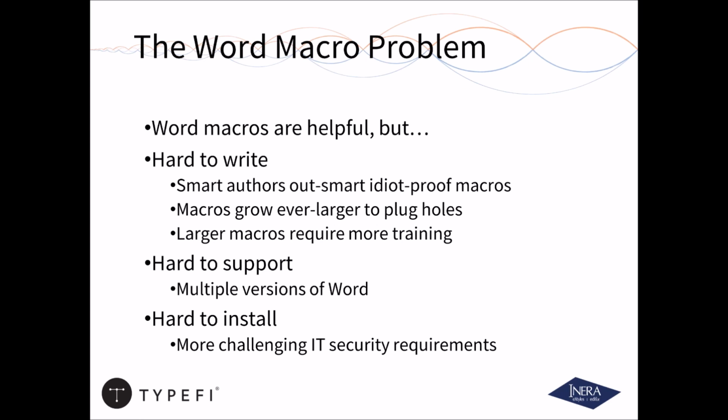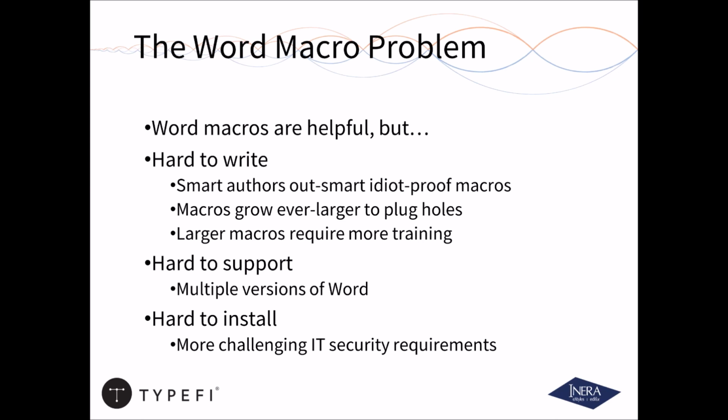Some organizations, such as ISO, have tried to help the authors or the committees by creating Word macros. They're really helpful so long as they're used properly, but they're really hard to write, in part because smart authors will always try to outsmart idiot-proof macros. And so you have an arms race where you try to make the macros more and more sophisticated to make them easier and easier to use, and the more sophisticated you make them, the more complex they are, and we find that authors just find more and more ways to break them.